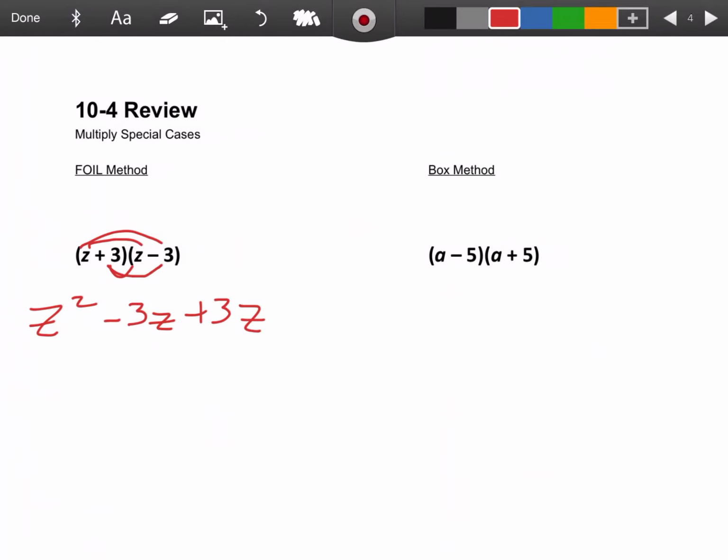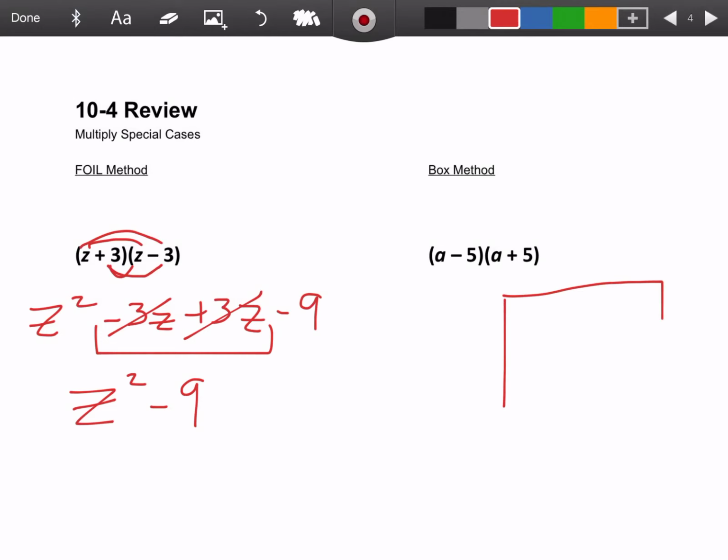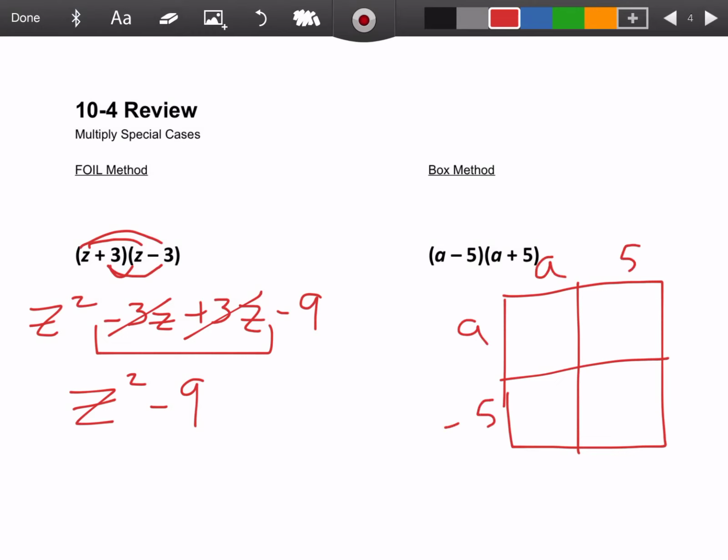And so here we are still using the FOIL and the box method, but something happens when we go to combine our like terms. So here our first one would be z squared, and then we would have z times negative 3, which would be a negative 3z. Then our inside would be a positive 3z, and then we have 3 times a negative 3, that would be a negative 9. And something happens when we go to combine those like terms. We have a negative 3z and a positive 3z, so those actually cancel each other out, and we're left with z squared minus 9.